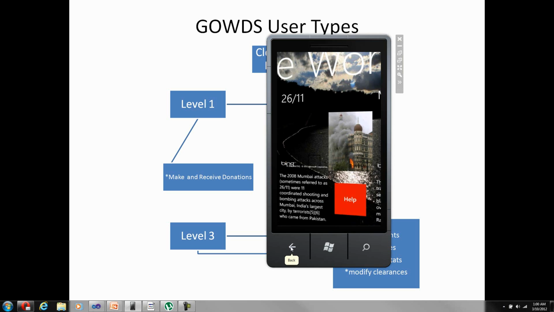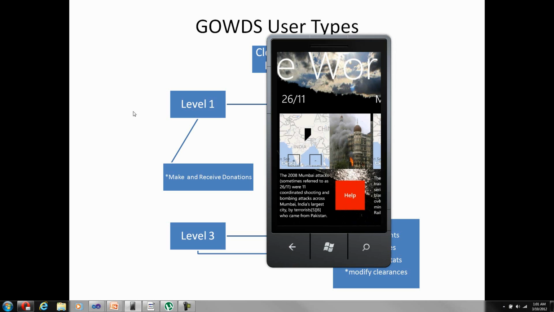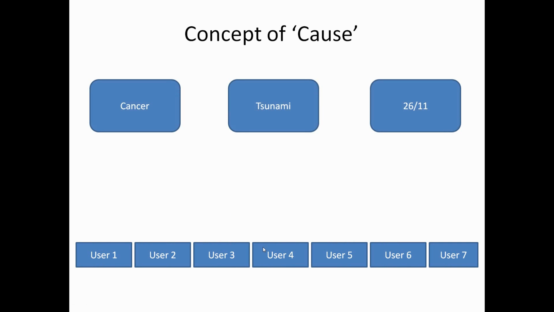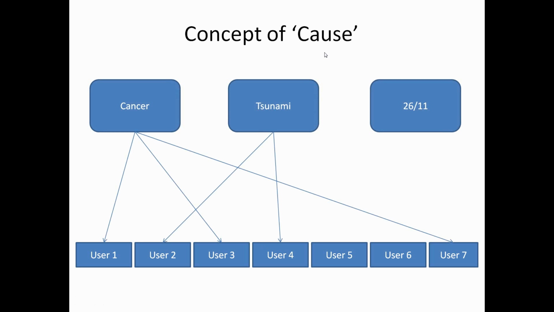I'll head back now. I'll give you some insight on the cause thing here. Now suppose we have 7 users. They are mostly identical, but they have different kinds of needs, different number of children, and may be related to different causes. Users 2 and 3 might be suffering from disasters, while 4 might not be. So suppose I divide this whole ecosystem into 3 sub-ecosystems. Now users 1, 3 and 7 are affected by cancer, and users 2 and 4 are affected by tsunami, and users 3, 5 and 6 are affected by the 26/11 accident.